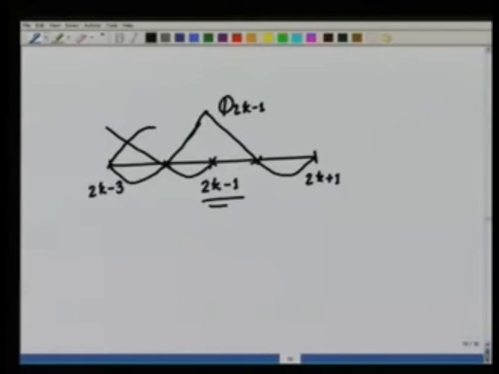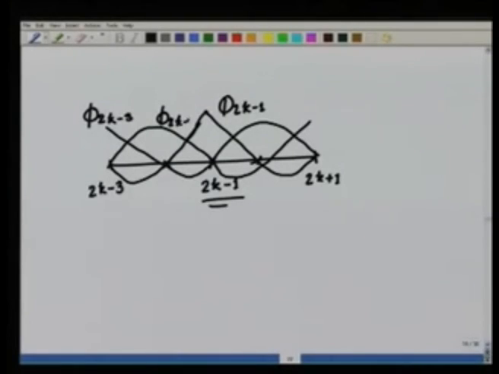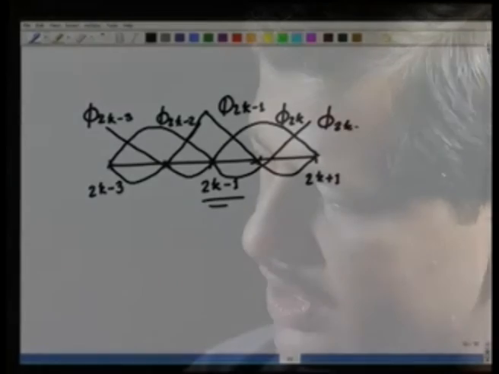Certainly it is going to be this phi. It is going to be this phi and this phi. So this is going to be phi 2k minus 3. This is phi 2k minus 2. This is phi 2k and this is phi 2k plus 1.